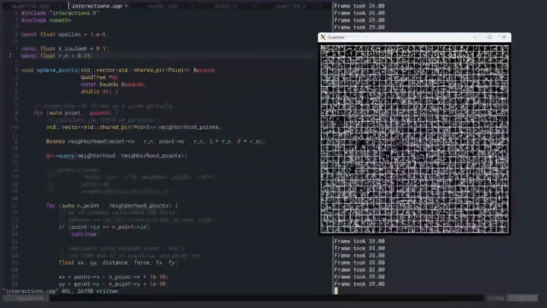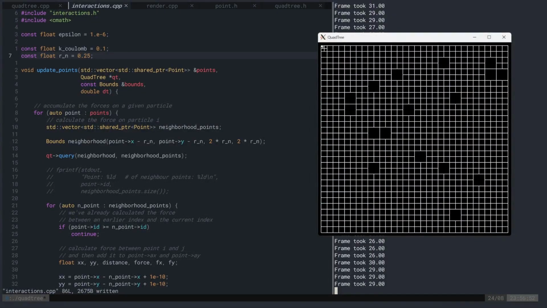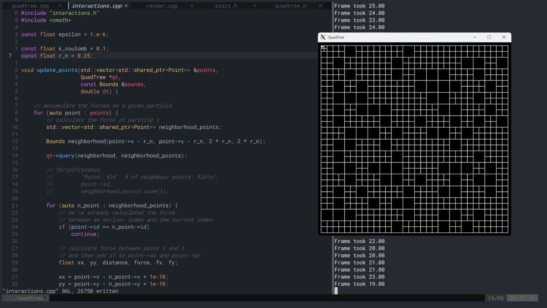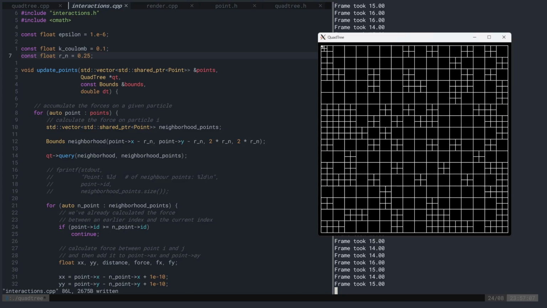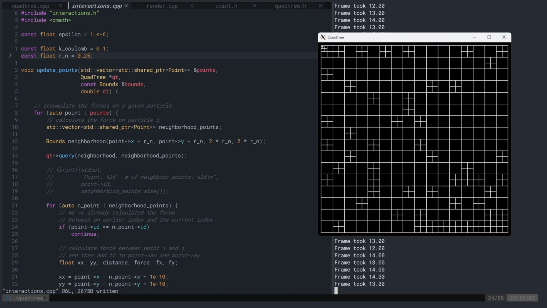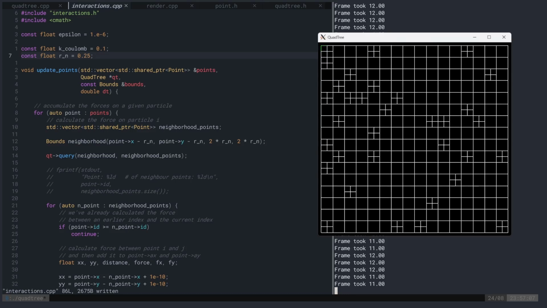Let me just render the actual QuadTree. I'm going to remove the particles. You can see how, as the particles are moving around, the QuadTree is dynamically updating. The fact that these updates are so blazingly fast, and that we're able to query particles within this QuadTree structure really, really quickly, allows us to run these very large 10,000 particle simulations in under 10 milliseconds.